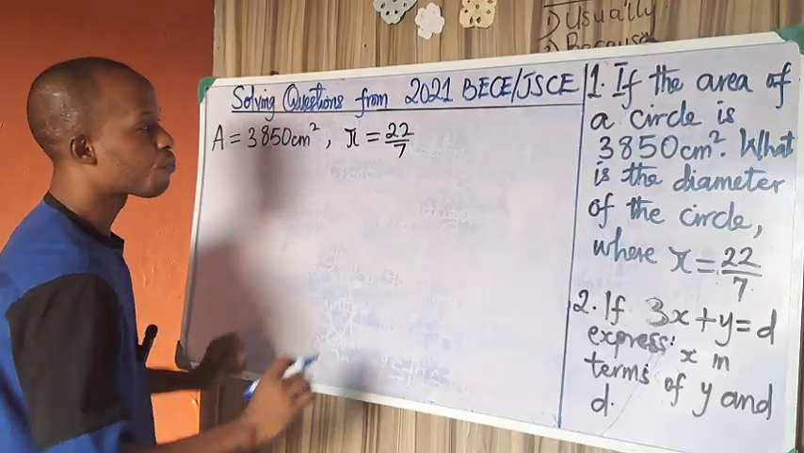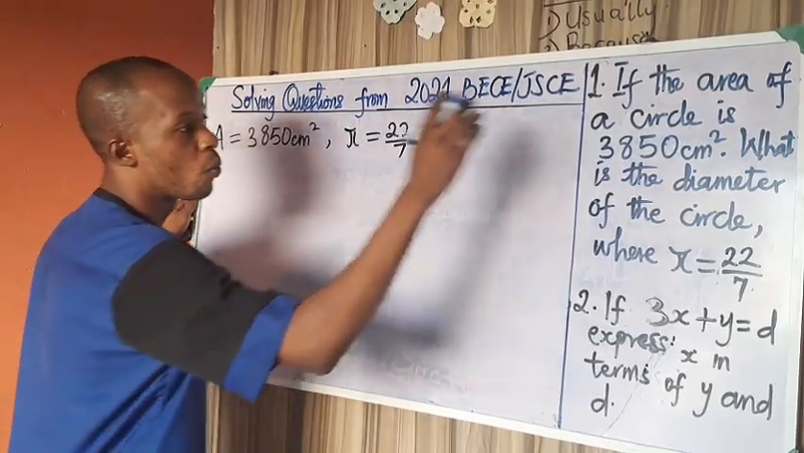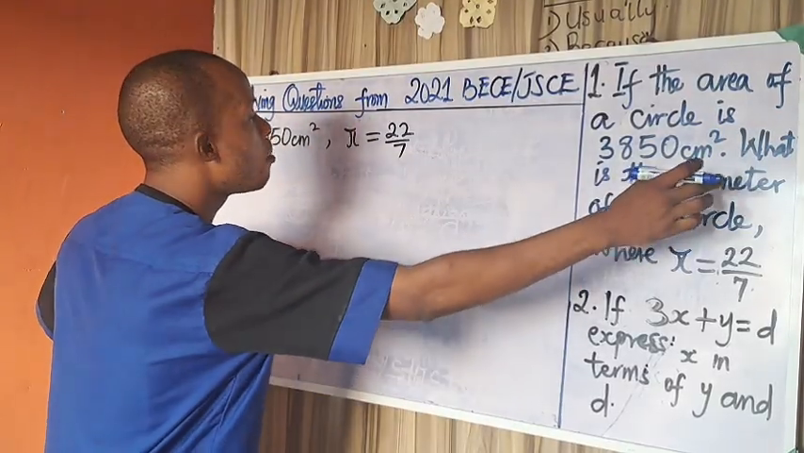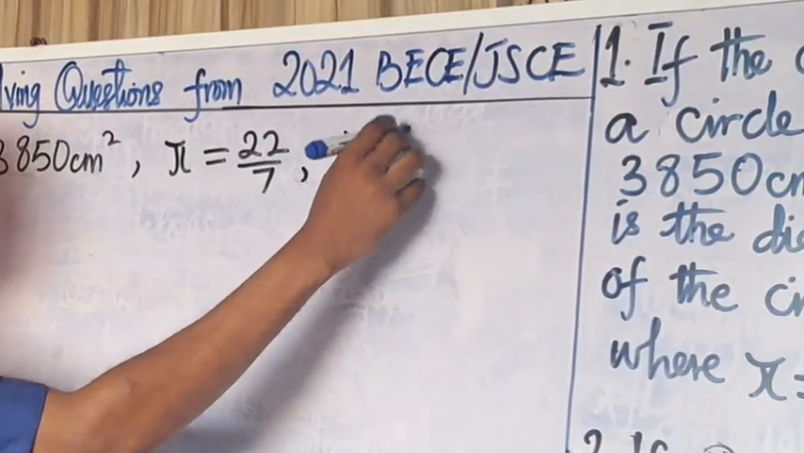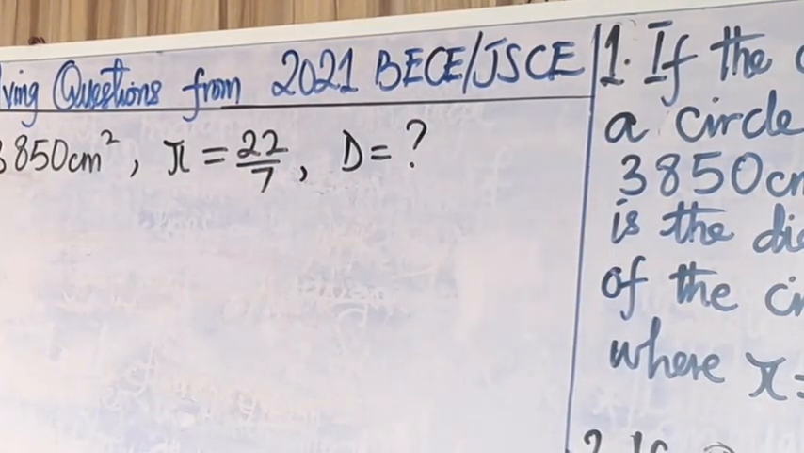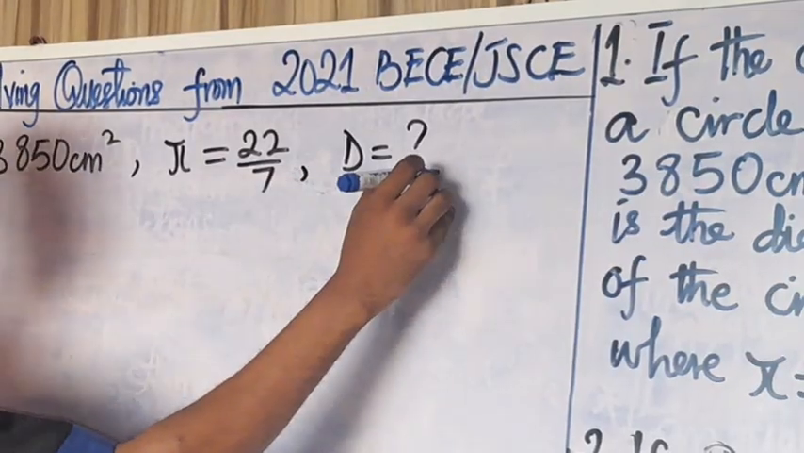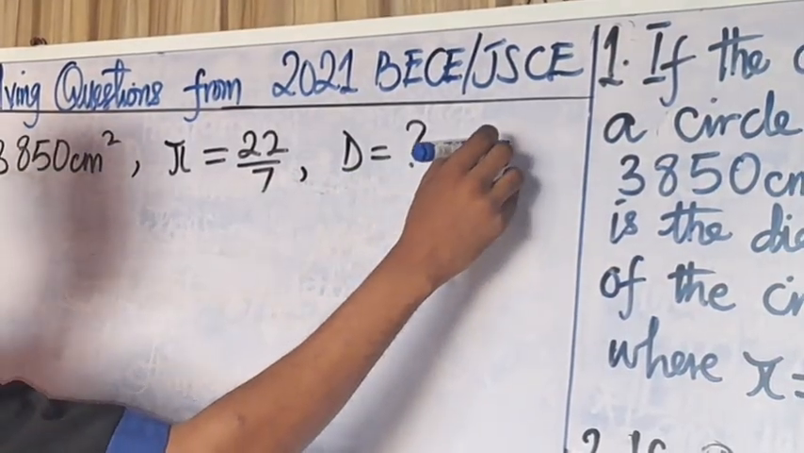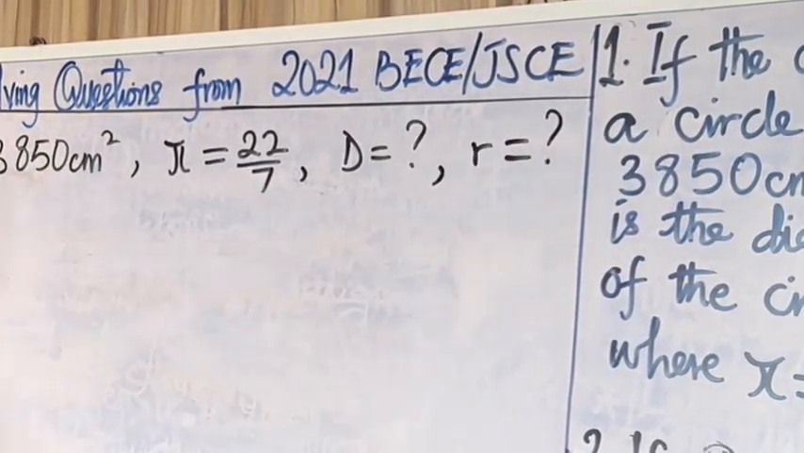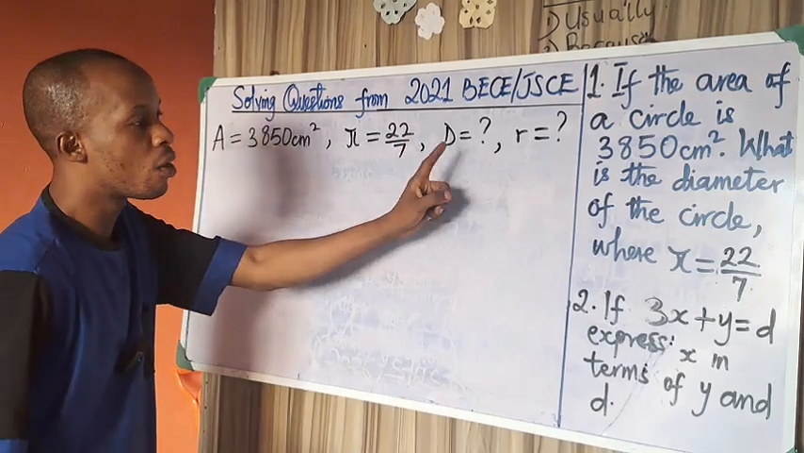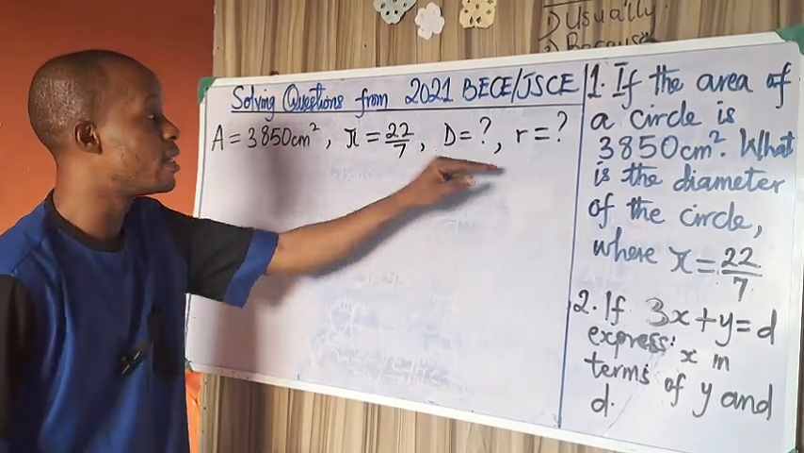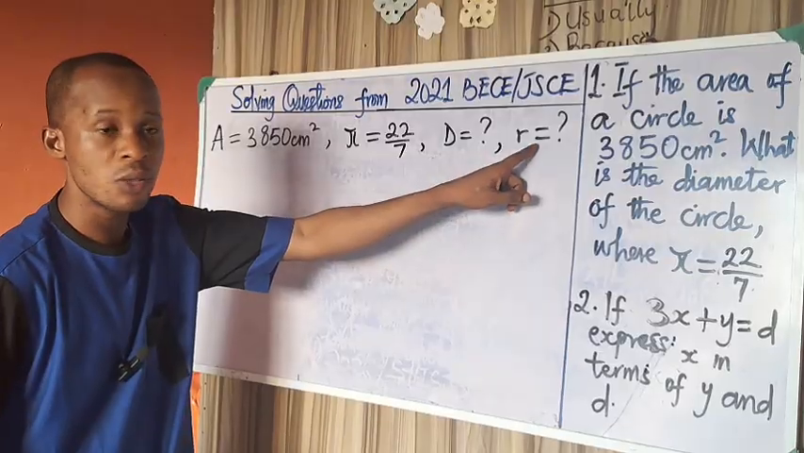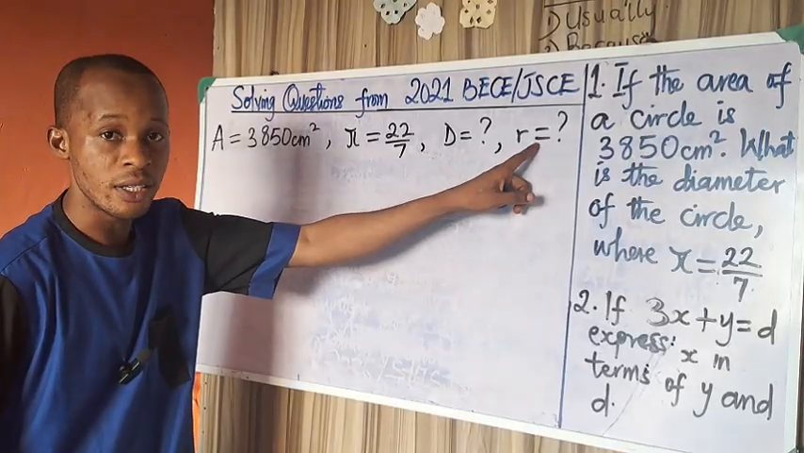So what are we looking for? We are looking for the diameter. We don't have the diameter, and of course we don't also have the radius. There is no way we can get the diameter in this question without first looking for the radius.